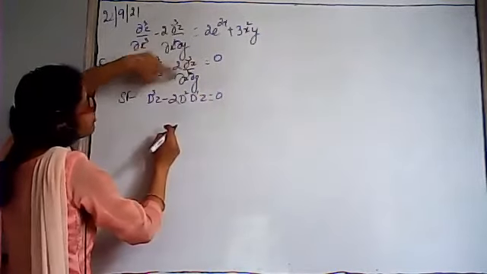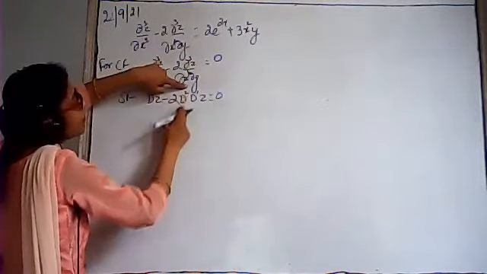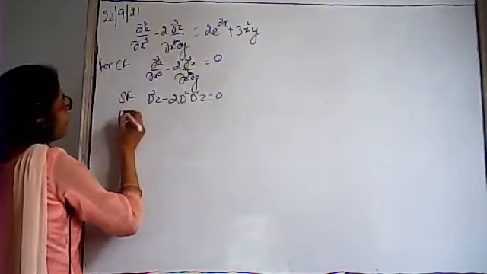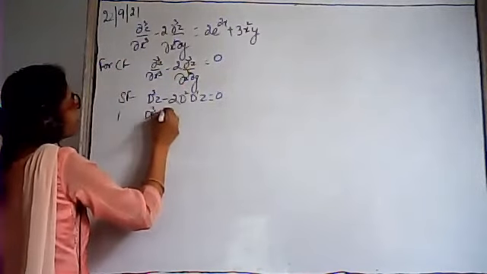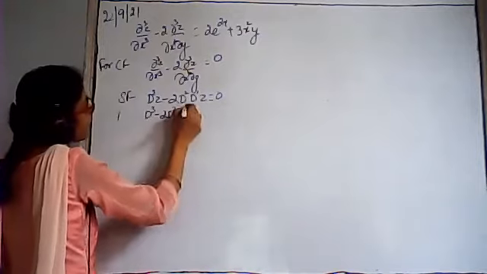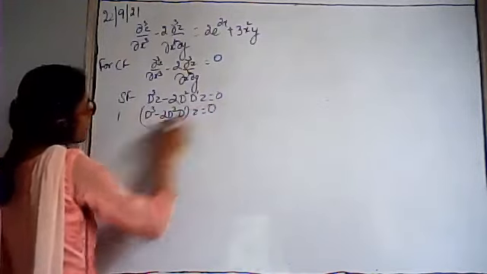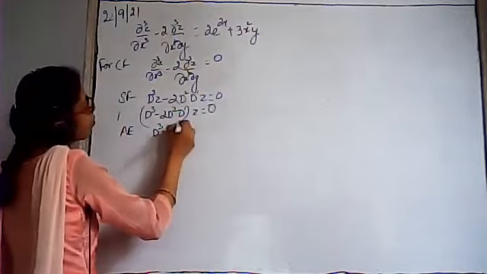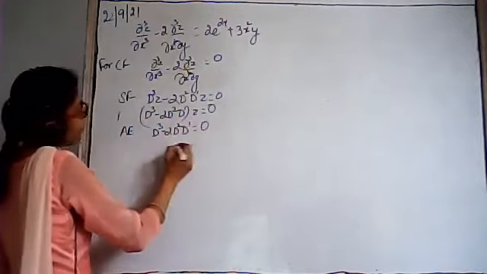We have ∂³z/∂x²∂y. इसका मतलब D की power 2 है और D' की power 1 है. So it can be written as (D³ − 2D²D') z = 0. After that, the auxiliary equation is given by D³ − 2D²D' = 0.